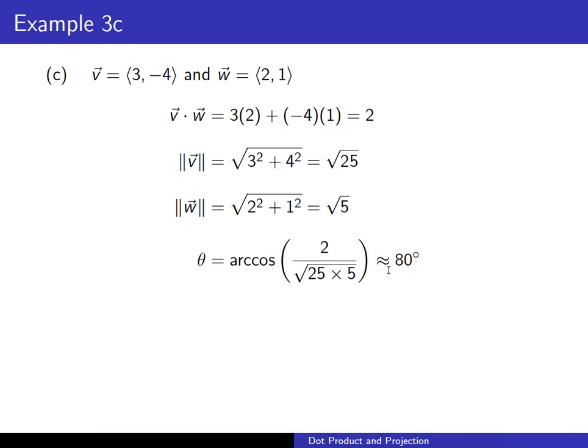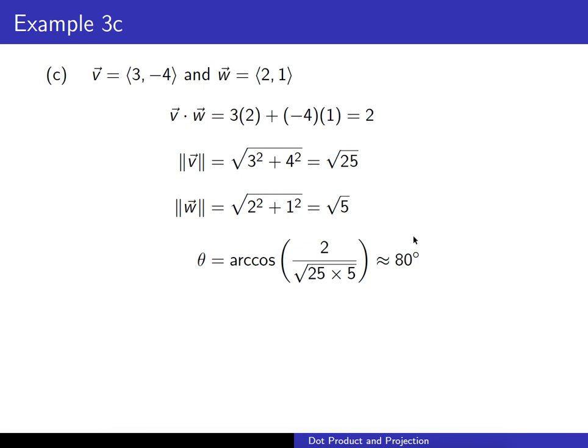And just one more thing I want to follow up with. In terms of the three problems we had, we saw in example A that the dot product was negative and our angle resulted in 150 degrees, or 5 pi over 6. In example B, our dot product was 0, which was a 90-degree angle. And in example C, our dot product is positive, which resulted in an acute angle.